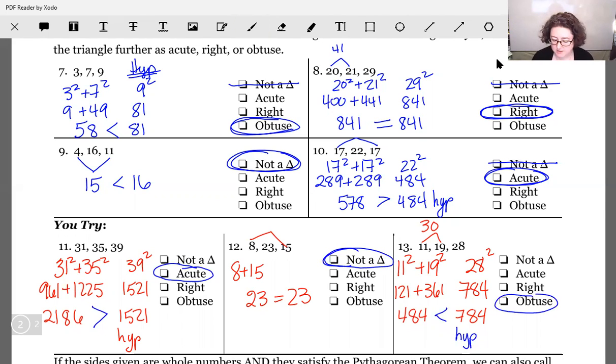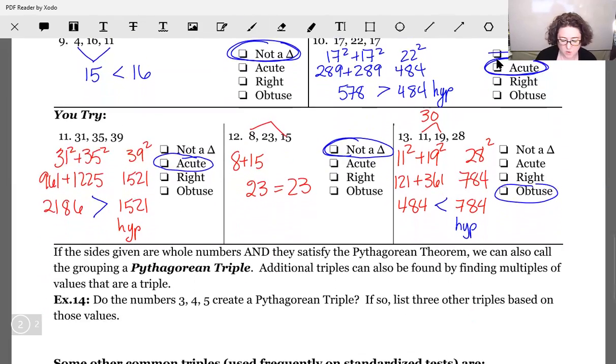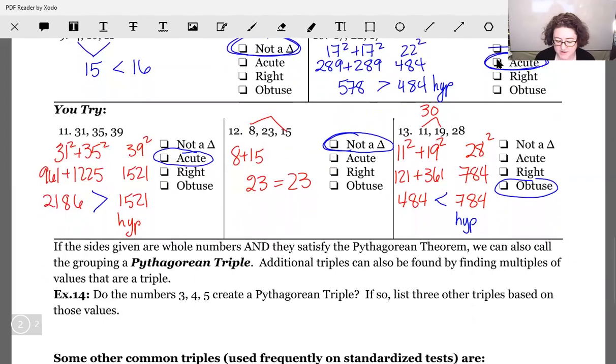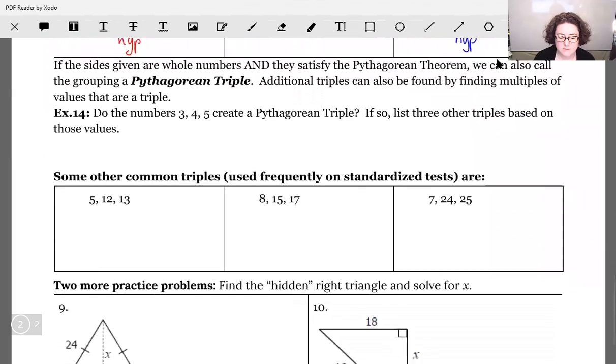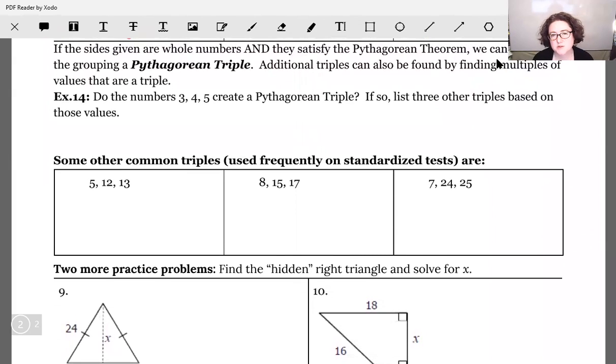Alrighty, so the last piece we need to look at is if we have whole numbers that are given and we know that they satisfy Pythagorean theorem, we know they make a right triangle, technically we can call these something called a Pythagorean triple. And so you may have seen I've used the combination of numbers 3, 4, and 5 a few times throughout the year because I know they make a triangle, but specifically, if I test it out, 3 squared plus 4 squared compared to 5 squared, well, 9 plus 16, that equals 25. 3, 4, 5 makes a perfect right triangle.